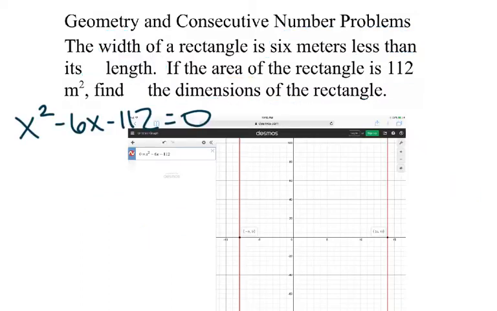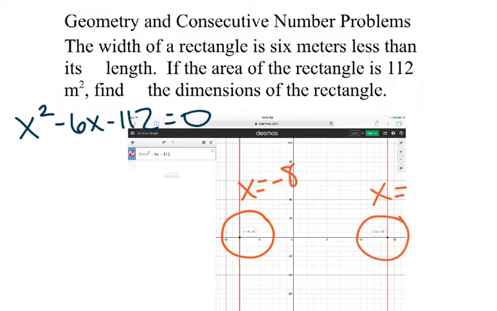Okay, so I graphed it. You may have to zoom out a little bit so that you can see it definitely hits the x-axis twice. So let's talk about this one. X equals negative 8. That means the length is going to be negative 8. So you're talking about like a real world problem, so a negative answer doesn't really make sense. So we're only going to focus on the positive one.